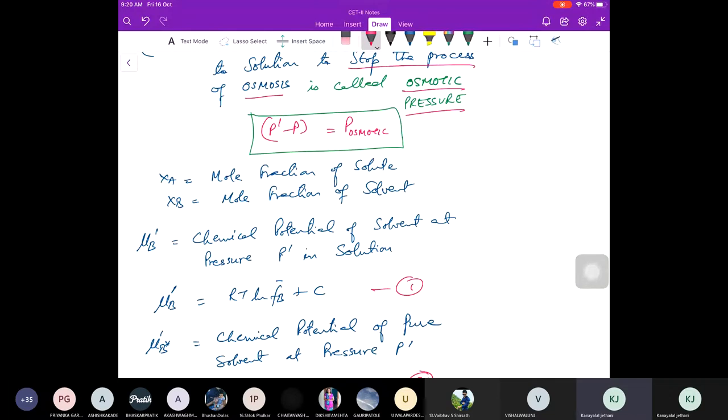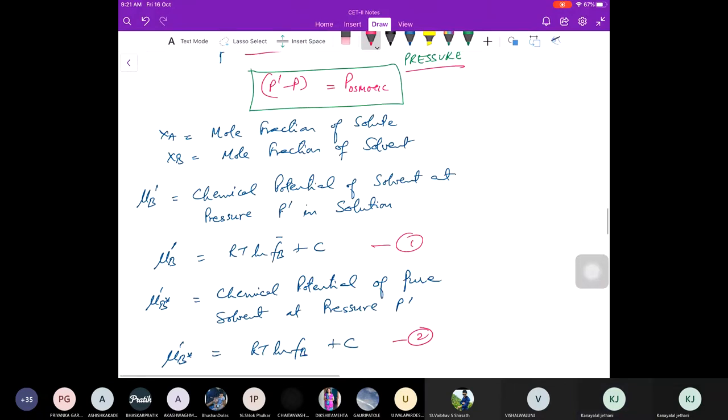About concentration and so on. Ultimately, that's what we want to find out, what the concentration will be. So let's see, X is the mole fraction of solute in solution, and XB is mole fraction of solvent in solution. And mu B prime is the chemical potential of solvent at pressure P prime in solution. That means at equilibrium.